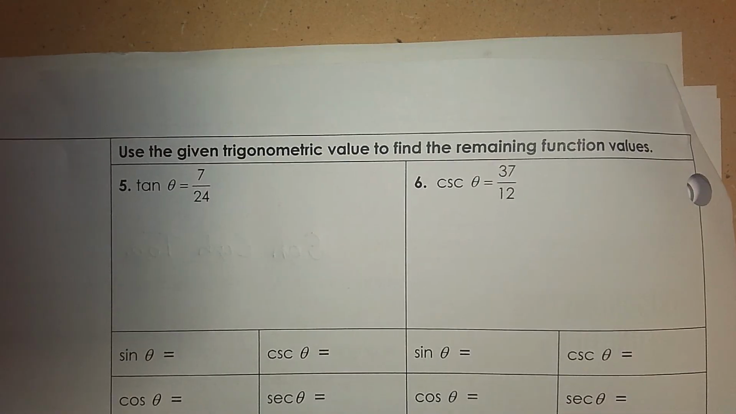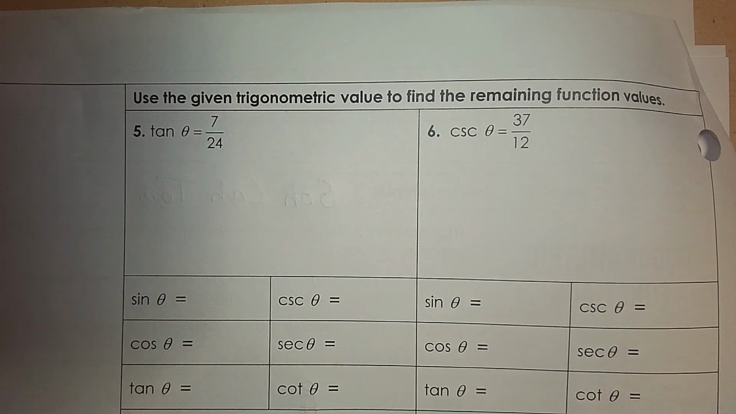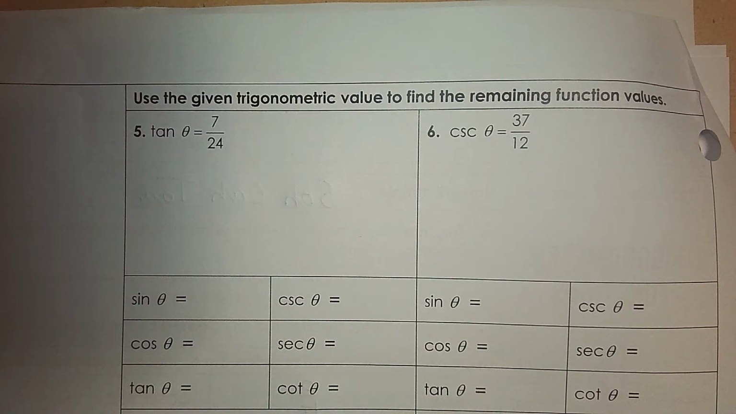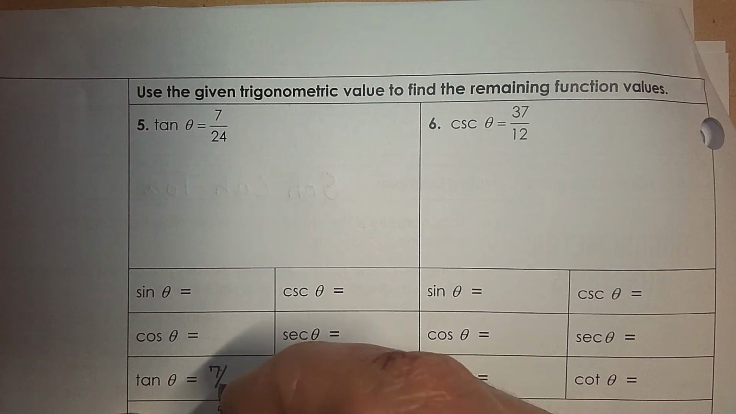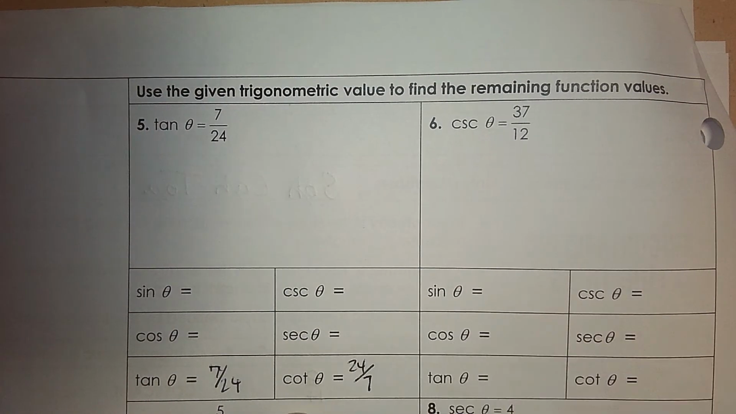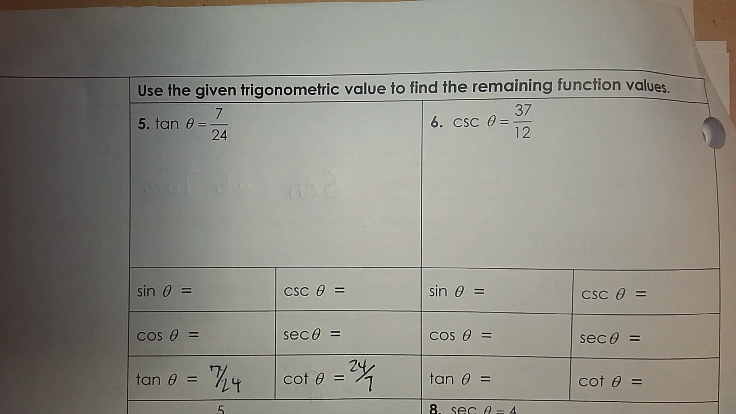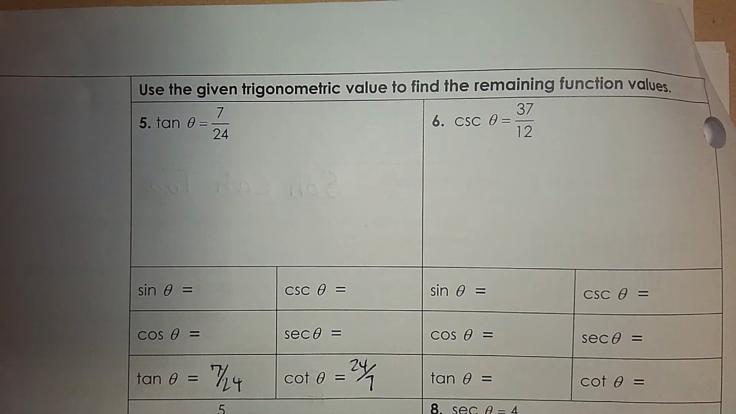All right, number 5. Now, in number 5, you're not given a right triangle. Instead, you're given one of the trig ratios. So right now, I already know what's tangent theta, 7 over, and cotangent is 24 over 7. It's given. I don't need to do anything. But to find the other ones that are missing, what I have to do is draw my own right triangle.